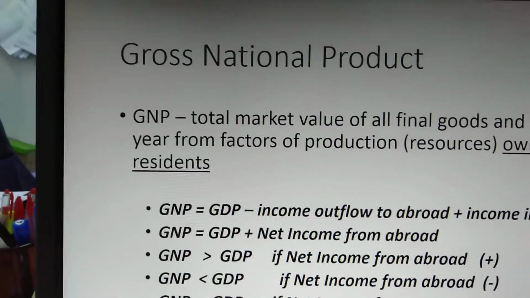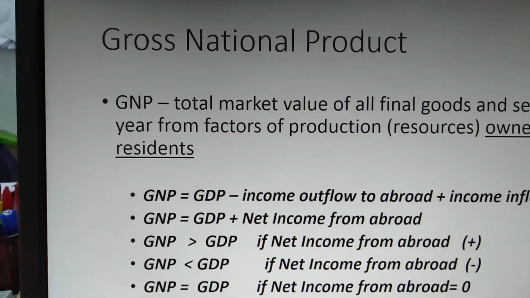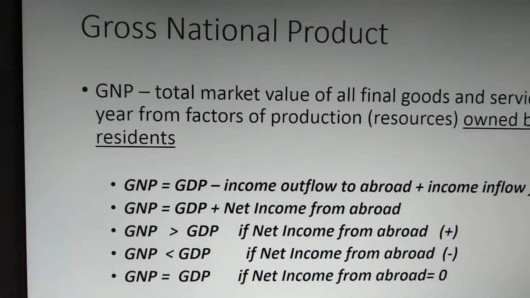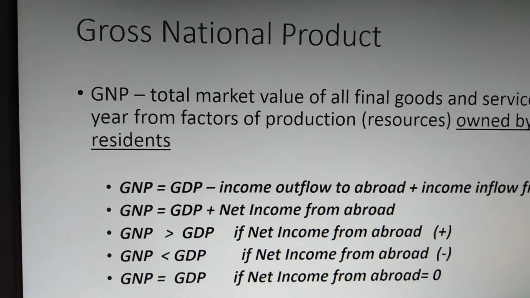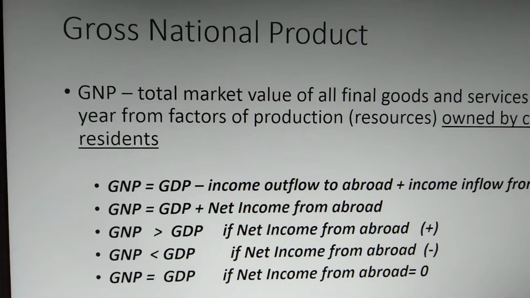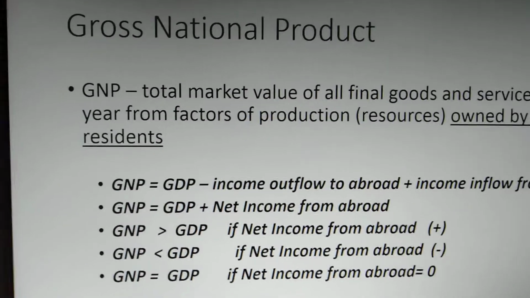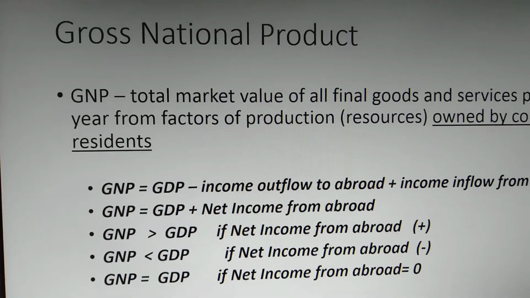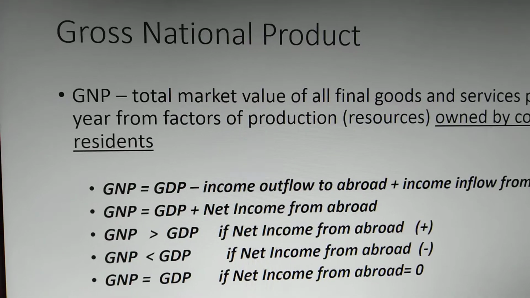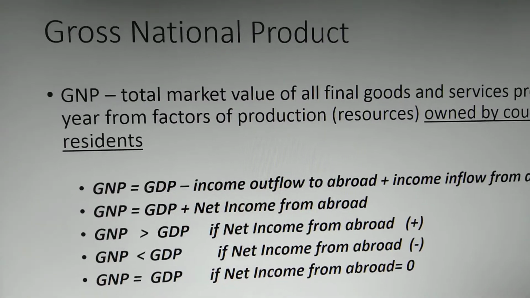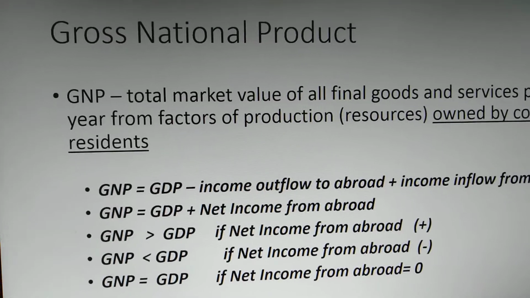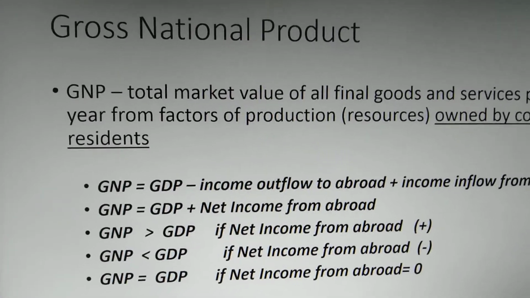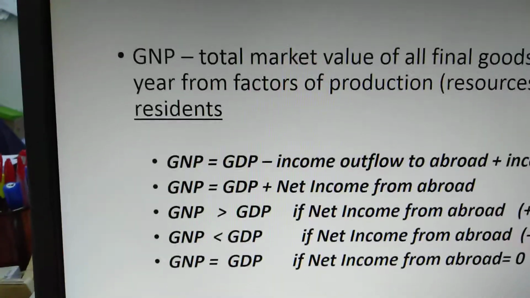The last point is gross national product. What's the difference between GNP and GDP? GNP is the market value of all final goods produced inside the country and outside the country by people who have the same nationality. For example, Egyptian people are producing cars in Japan, and Egyptian people produce computers in Egypt. So the people who are producing cars in Japan will be calculated in the GDP of Japan, but will be calculated in the GNP of Egypt.